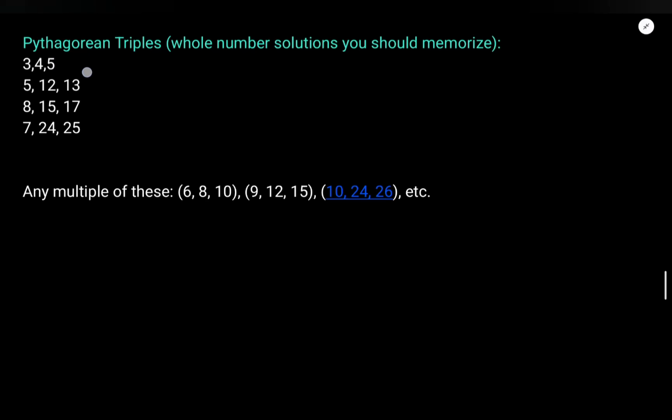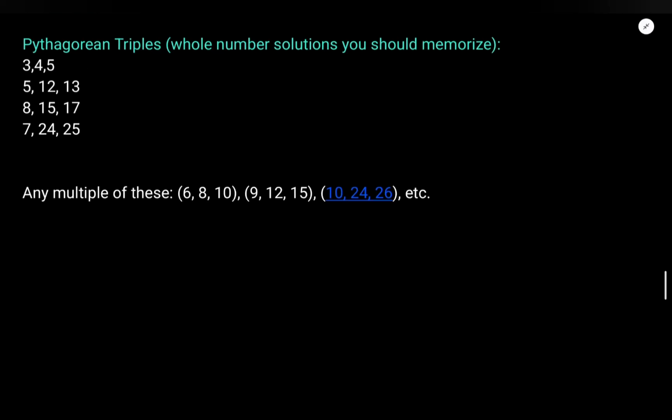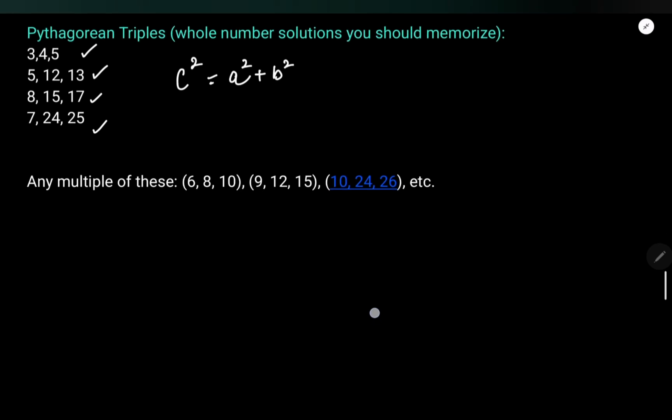Okay, next we have Pythagorean triples. We say triplets as well, like 3, 4, 5, because in all these triplets, if you notice, the square of the longest side is always equal to the sum of squares of the other two sides. Any multiple of these triplets is also a Pythagoras triplet.